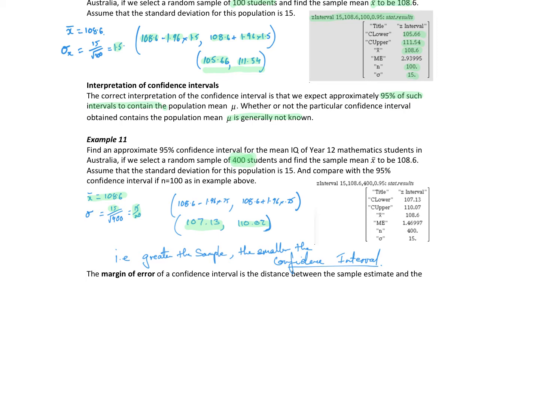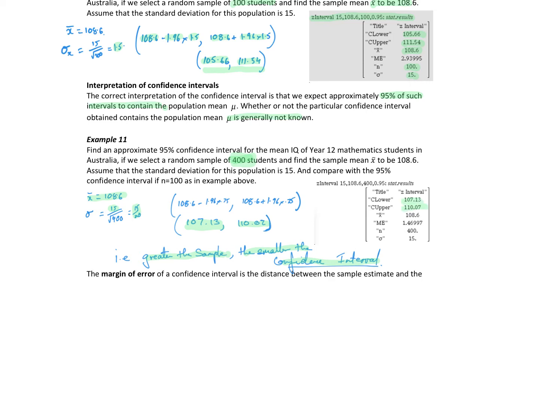Okay, if I take a sample size of 2, well, clearly there's a lot of variability in that. And so my confidence interval would be much bigger. All right. So in short, the greater the sample, the smaller the confidence interval. Okay. And again, you can see the values there in our calculator CAS.